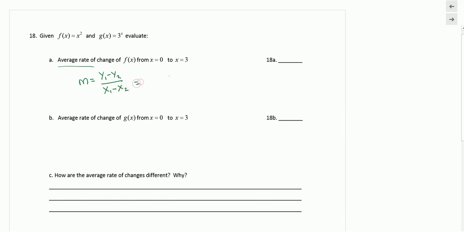And here we're given our two x values. We're given 0 and 3. I'll go this direction. And we need to find our y values. Well, we have f of x is equal to x squared. So if I plug in 3 into that equation, I end up with 3 squared, which is 9. So that's my first y value. If I plug in 0, I get 0 squared, which is 0. So we end up with 9 over 3, which is 3.